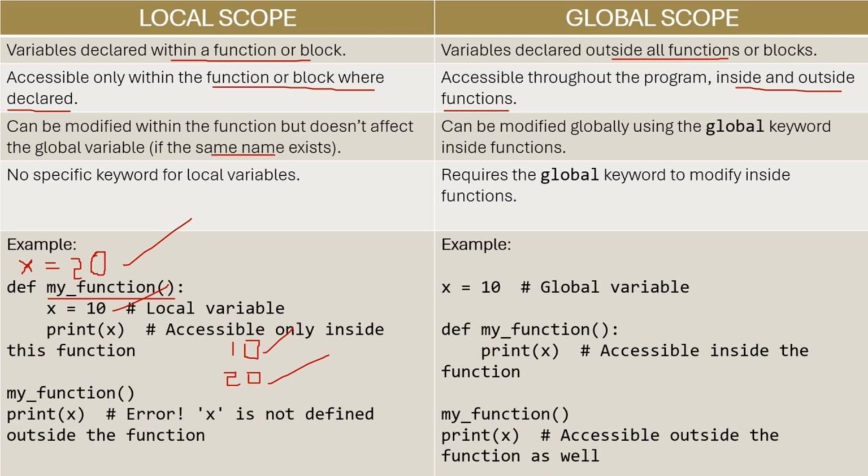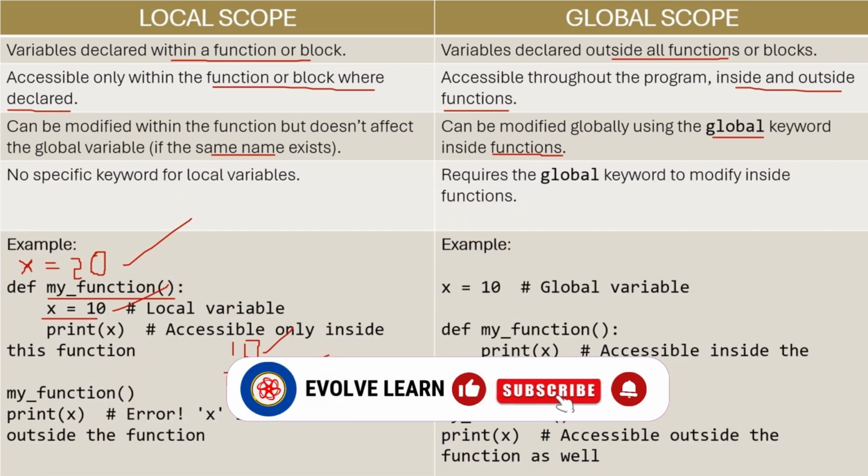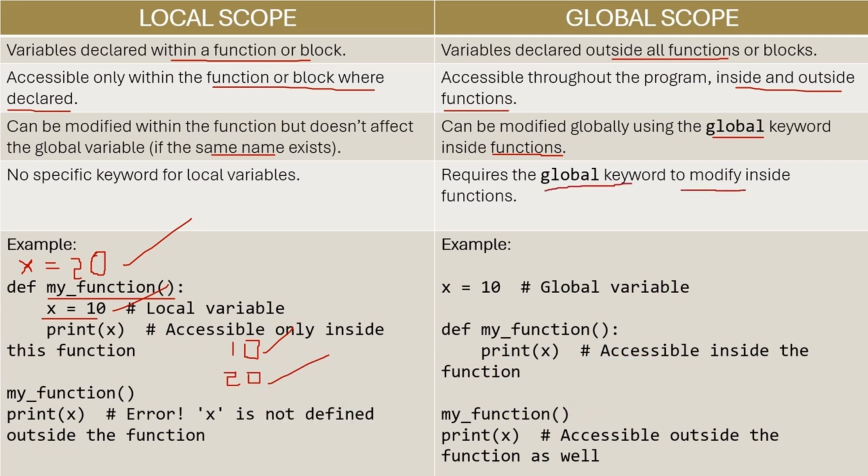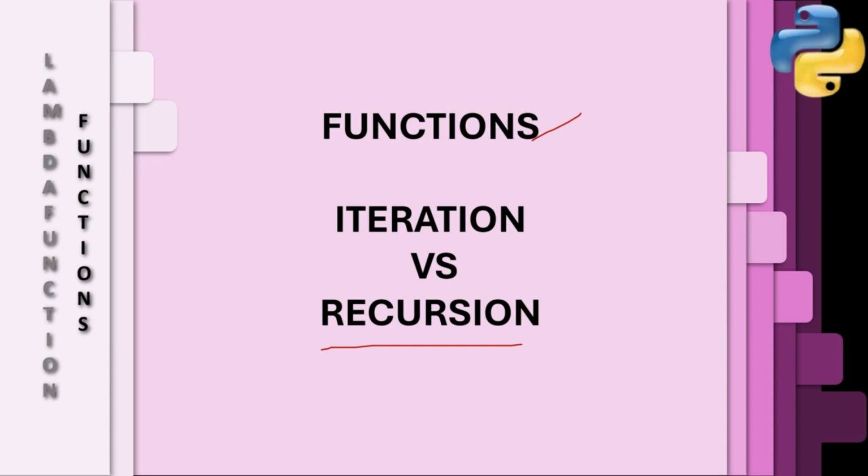Global scope variables can be modified globally using the global keyword inside the function. If you need to change any value inside a function for local variables, as you have seen in this example, you don't need any keyword to change them. You can directly declare them. This will change the value inside that function only. Whereas in global scope, there is a need for using the global keyword to modify the global value inside functions. Now let's continue the video with Lambda function.